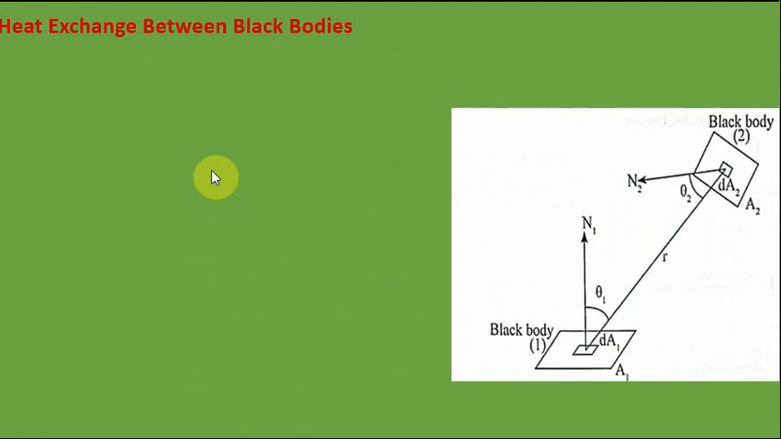So far we have discussed black bodies, some basic definitions, basic laws, and radiation from a single black body. Now we are going to deal with the radiation exchange when two black bodies are there. For that, first we will derive some basic equations and see how the black bodies exchange radiation.